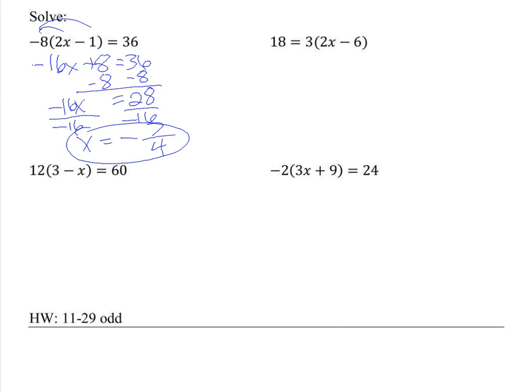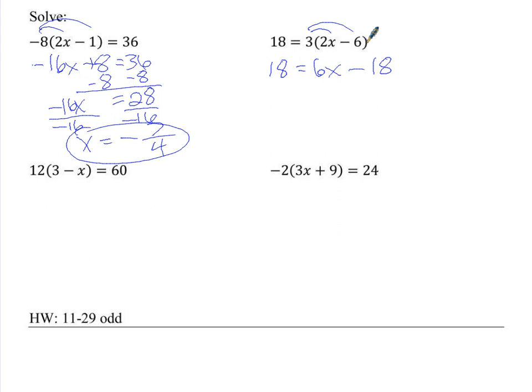So, second problem, what should we do? Distribute. What will I write? Oh, I heard somebody say 6. It's not 6. You got to distribute to both terms. We're multiplying 3 times 2x. We're also multiplying 3 times negative 6. Okay, distributive property is over. What do we do now?